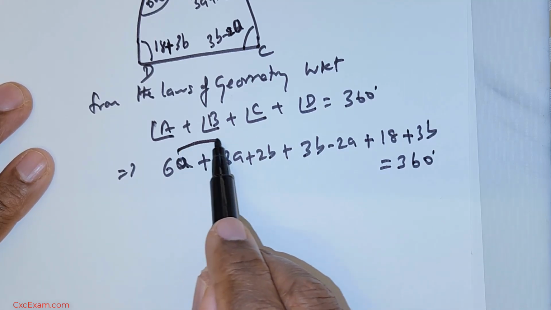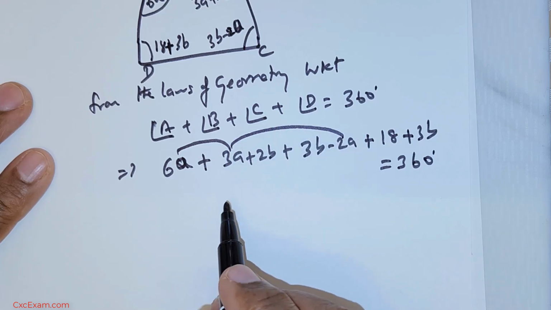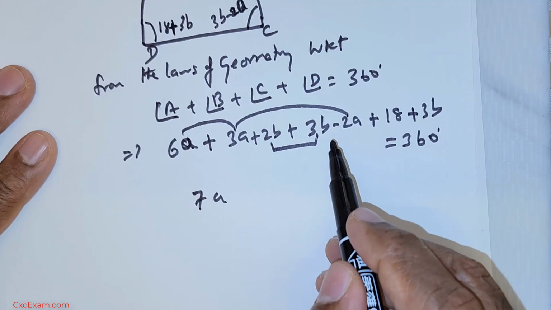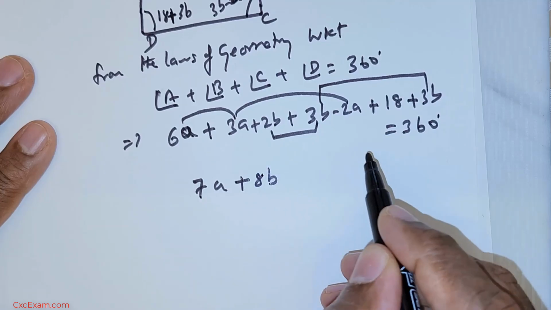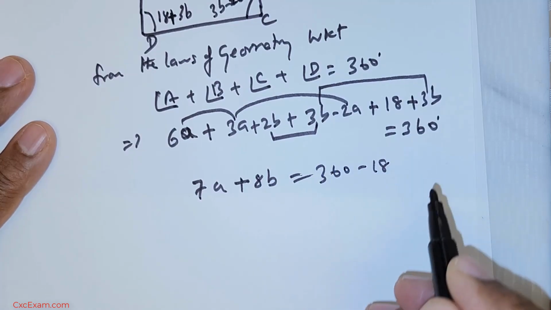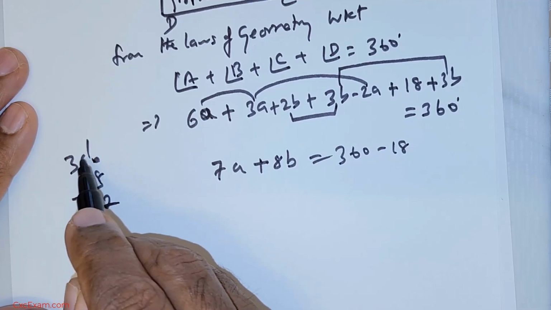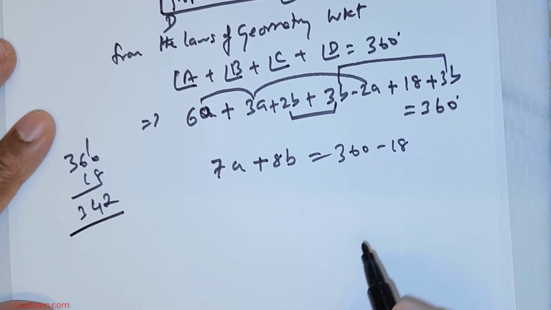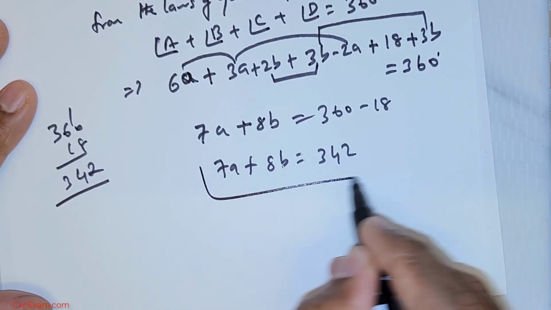So you add all the A's. This is 6A with 3A, 9A. 9A, you take away 2A, you get 7A. And then 2B plus 3B is 5B. 5B added with 3B is 8B. And then you have 18 here, so you got to push the 18 to the other side. So 360 negative 18. So from 360 you take away 18, that's 342. So you have 7A positive 8B is equal to 342.